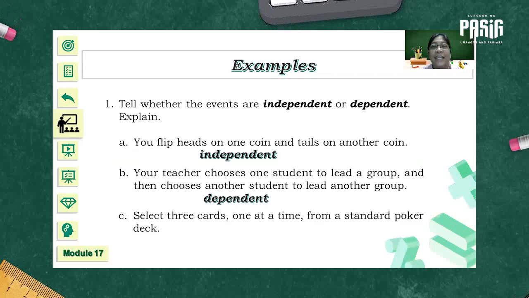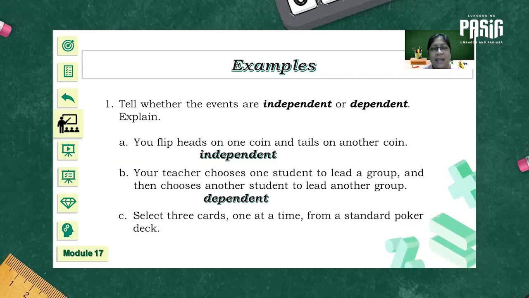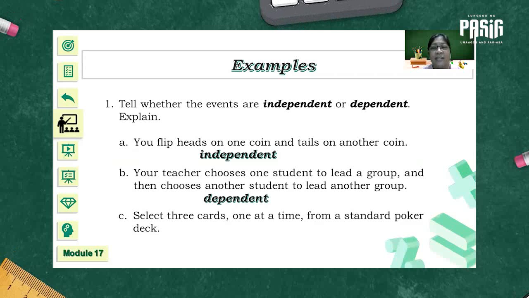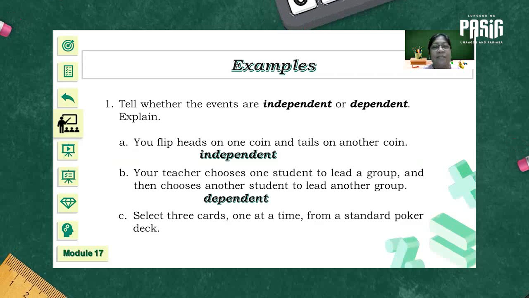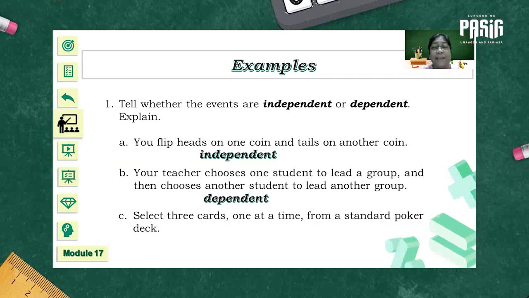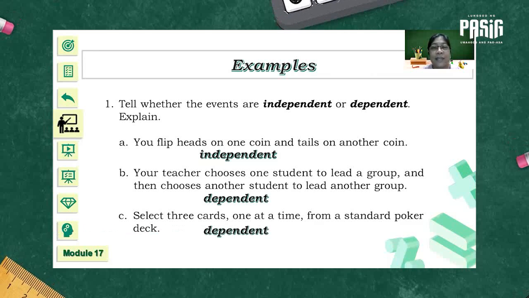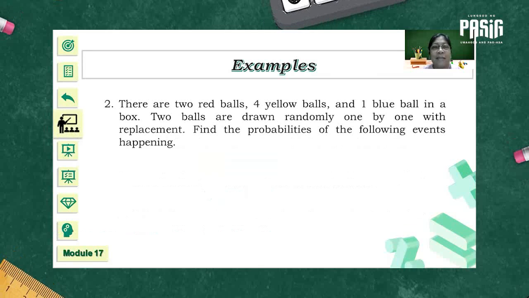And therefore, it's dependent. Same with example for letter C. Selecting 3 cards one at a time from a standard poker deck. The first choice of card affects the second choice and the third choice. Therefore, it's dependent. Let's have more examples.